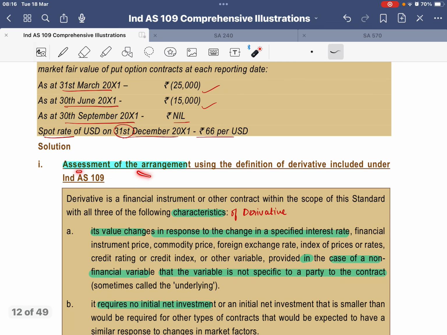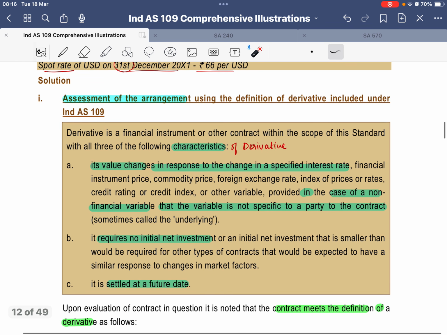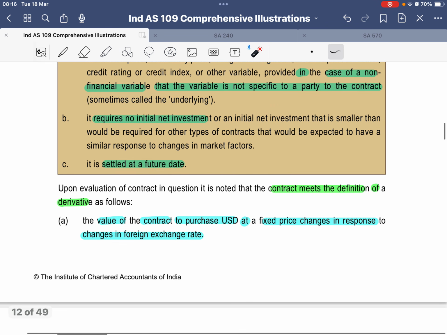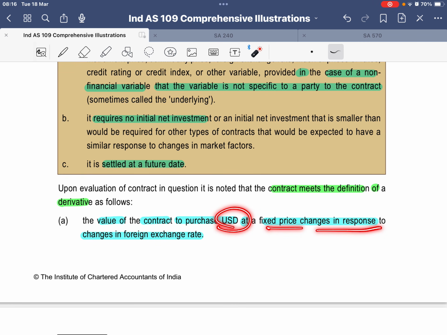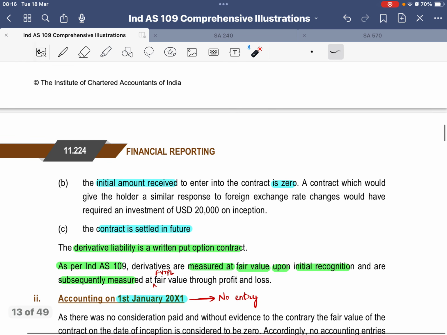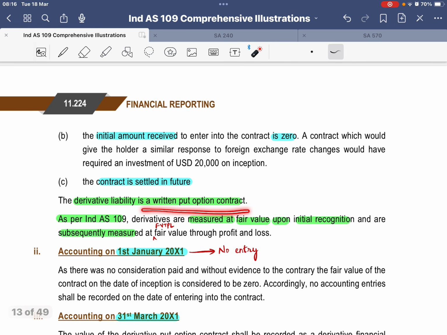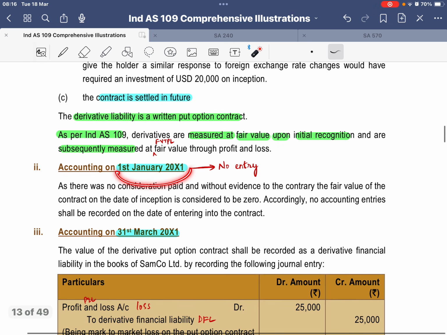Assessment of arrangement. Characteristics of derivative. Its value changes in response to change in a specified interest rate. In case of non-financial variable, the variable is not specific to a party to the contract. It requires no initial investment. Settled at a future date. Contract meets the definition of derivative. Value of the contract to purchase USD at fixed price changes in response to changes in foreign exchange rate. Initial amount received is nil. Contract is settled in future. Derivative liability is a written put option contract as per Ind AS 109, measured at fair value upon initial recognition, subsequently measured at FVTPL. On 1st January 20x1, no entry.